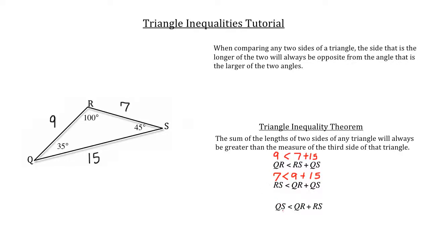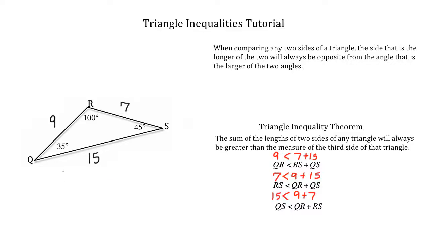And the last piece of information from the triangle inequality theorem is that segment QS, which has a length of 15, is less than the sum of segment QR, which is 9, and RS, which is 7. 9 plus 7 is 16, which is greater than 15. Triangle QRS obeys the triangle inequality theorem because it's a correctly drawn triangle.